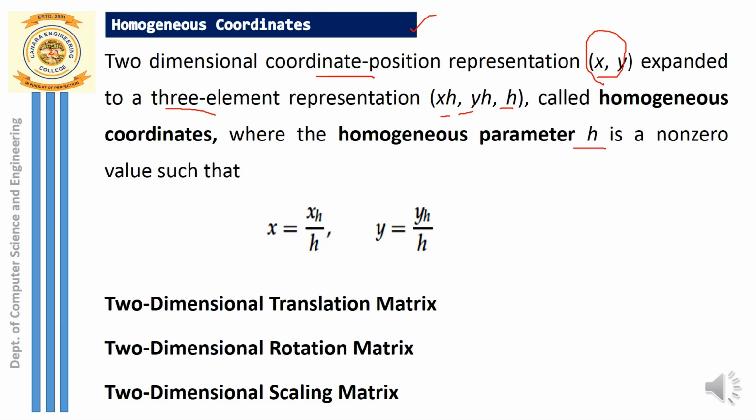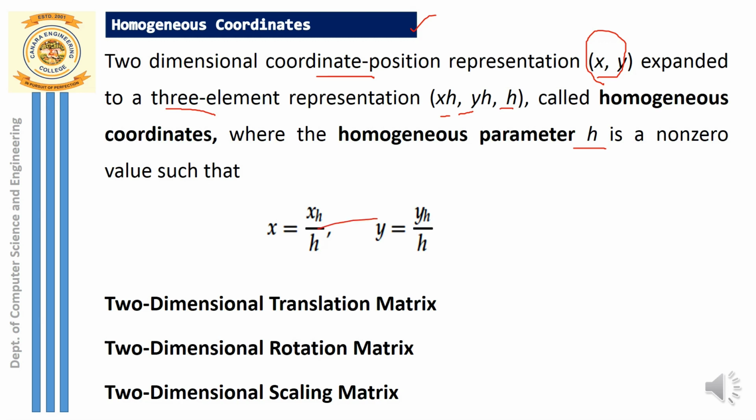So the x coordinate and then the y coordinate are given by xh divided by h and yh divided by h. So x and y are the new coordinates that you are trying to calculate here after translation or rotation or scaling. This new coordinate x and y you can calculate with the help of the homogeneous parameter, a non-zero parameter, and the xh, that is the coordinates before applying transformation.